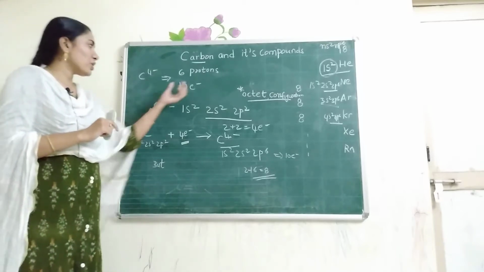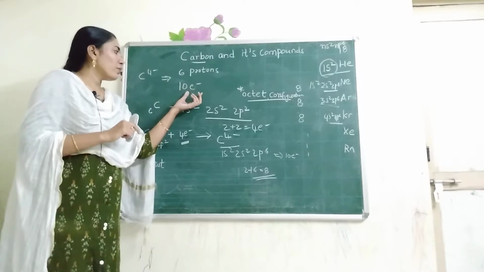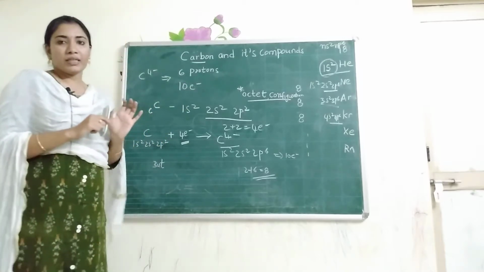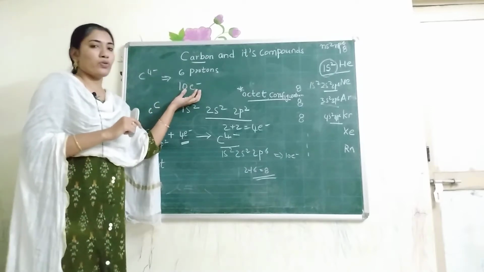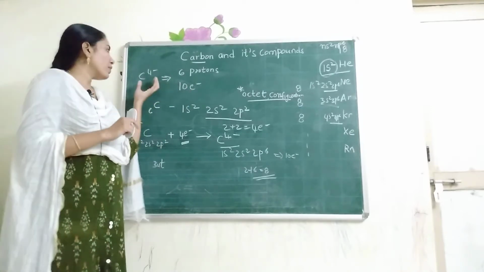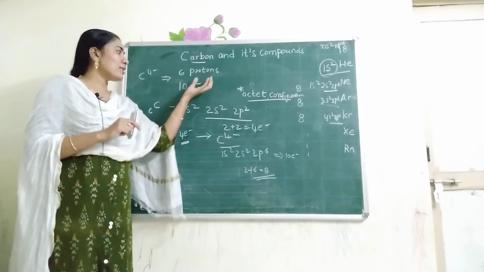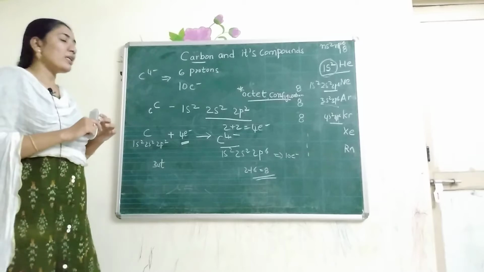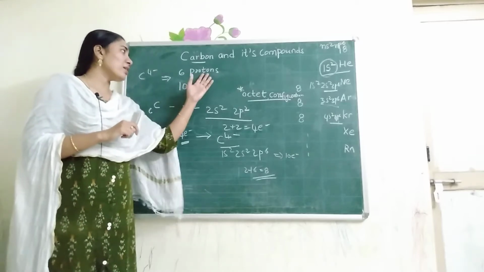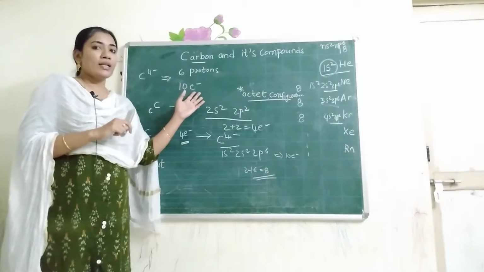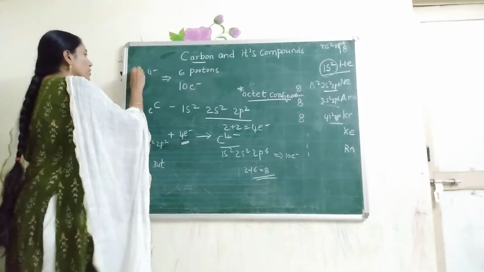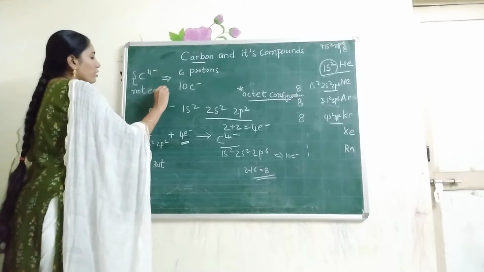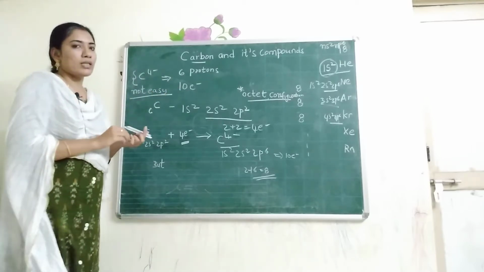the 10 electrons with a nucleus which contains 6 protons. That means what I am saying is it is very difficult to hold 10 electrons. The nucleus of the carbon contains 6 protons and it has to hold the 10 electrons in C4 minus. It is very difficult for the nucleus having 6 protons to hold 10 electrons. So the formation of C4 minus is not easy.